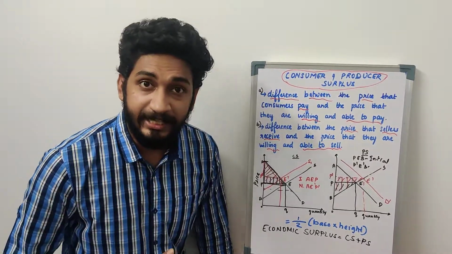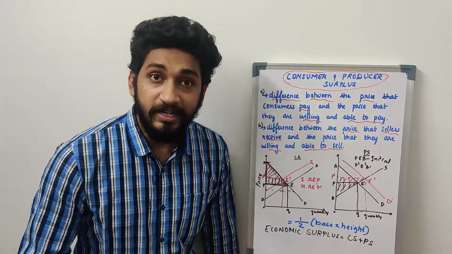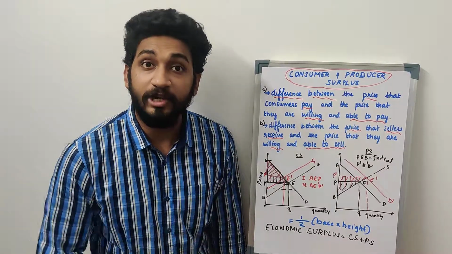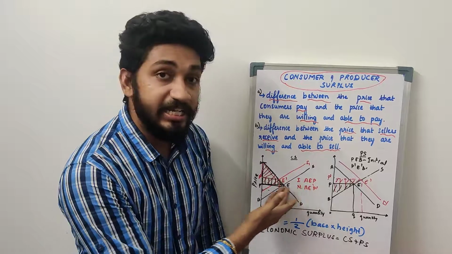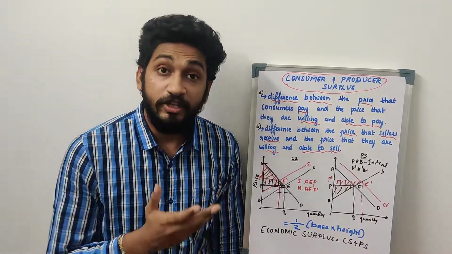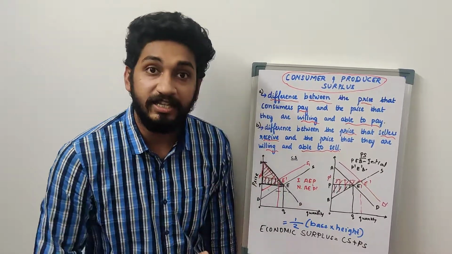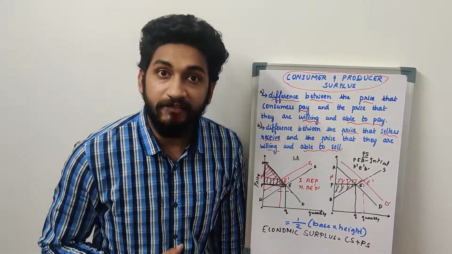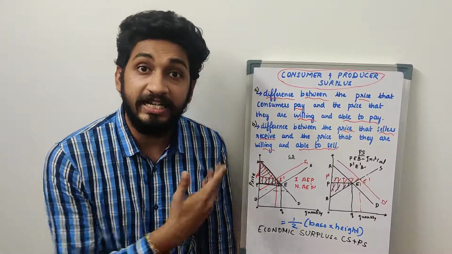Even the concept of elasticity is highly relevant here. When it is perfectly elastic, we know we get a horizontal line. When we get a horizontal line, whenever there is a change in price, the surplus changes, and there is no surplus enjoyed by either producer or consumer. When it is perfectly inelastic, what happens? We get a vertical line. When we get a vertical demand and supply curve, the surplus enjoyed by them is infinite.